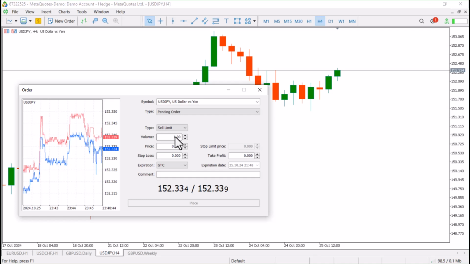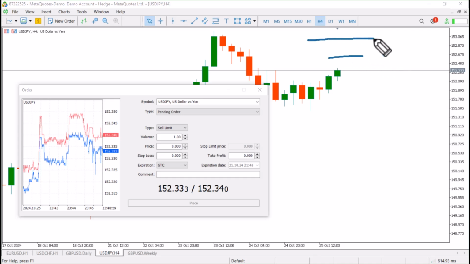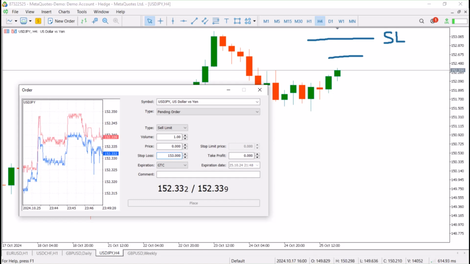Once we select sell limit, then we now do what? We select our position size. Let's use 1 lot. After we select our position size, which is the volume, the next thing you have to do first is to set your stop loss. Since you want to sell higher, your stop loss has to be above your sell limit. So we have our stop loss set to what? To 153. Now we set our stop loss at 153, and then our price entry, that is our sell limit, will be below our stop loss.